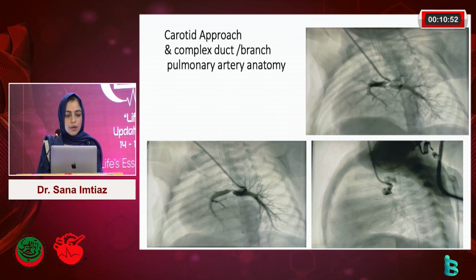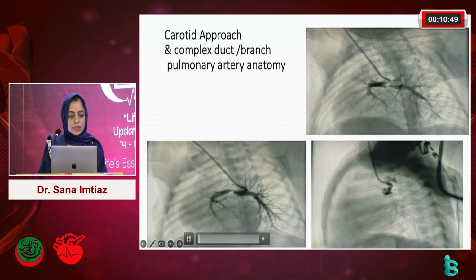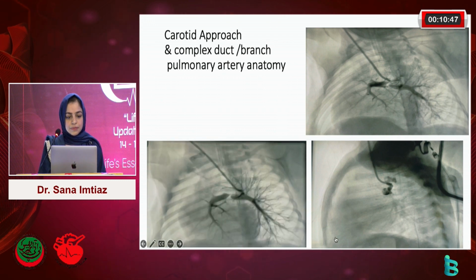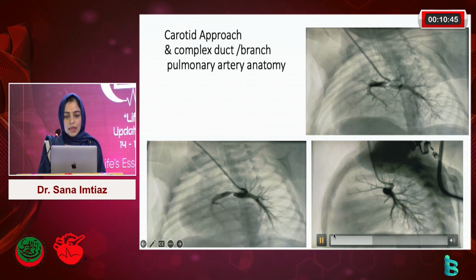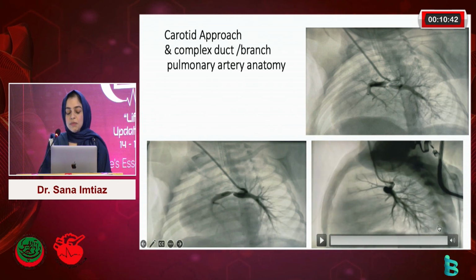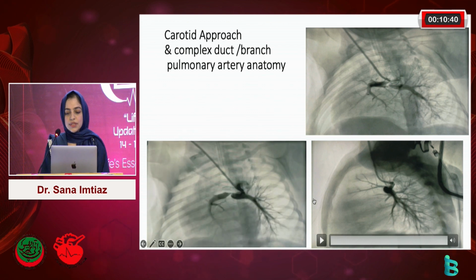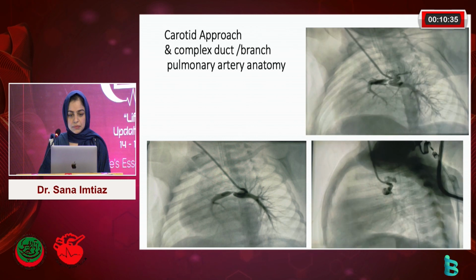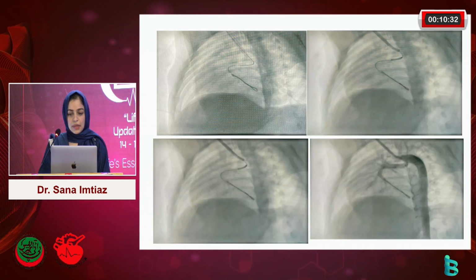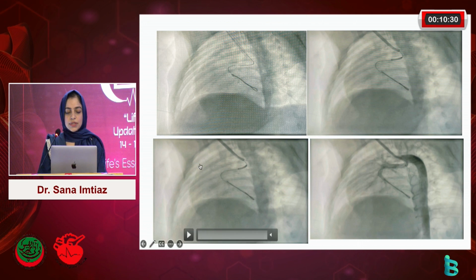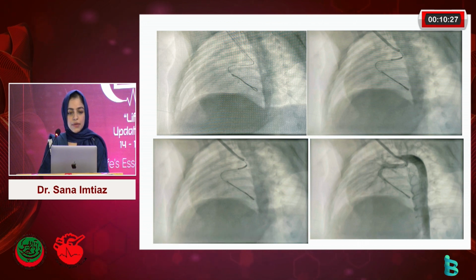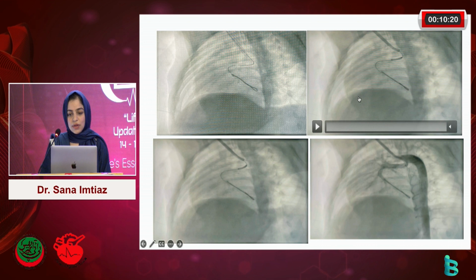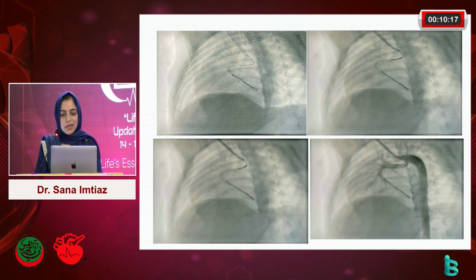We did an angiogram in lateral and cranial views. Here we found a complex anatomy with bilateral branch pulmonary artery origin stenosis. As the infant was crashing with saturations of only 25%, we were lucky that our wire crossed and parked in the right pulmonary artery, and we deployed the stent immediately.